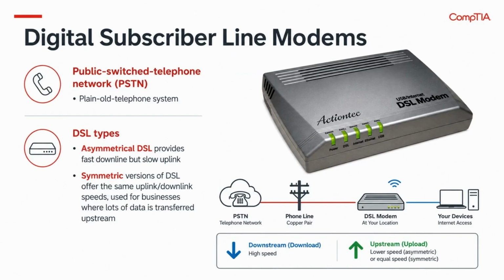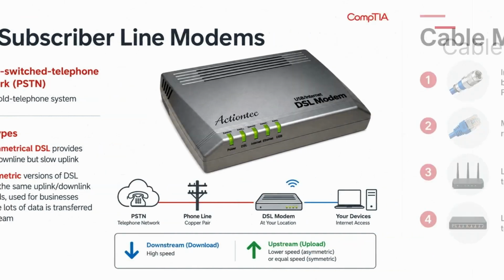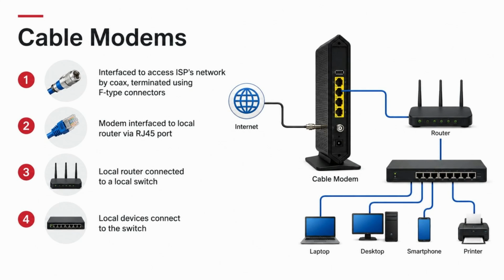DSL runs over the public switched telephone network, the plain old telephone system. Asymmetrical DSL gives you fast downloads but a slower uplink, which is fine for most home use. Symmetric DSL offers matching upload and download speeds, making it the better choice for businesses that need to send a lot of data upstream.